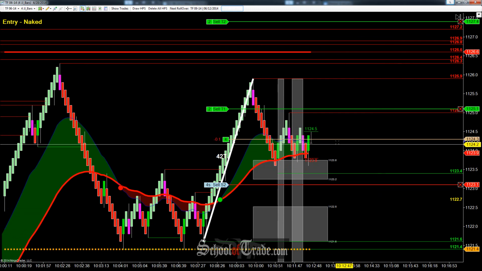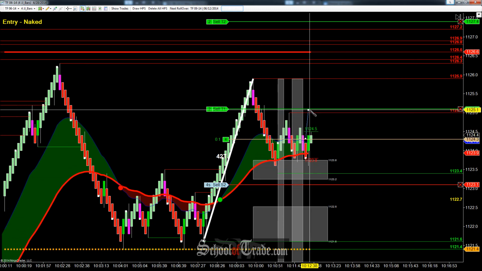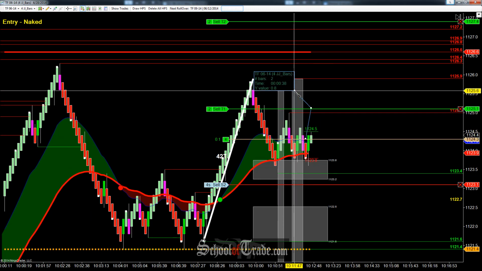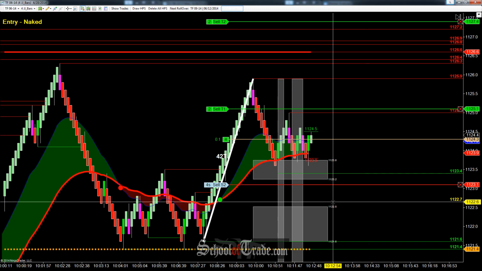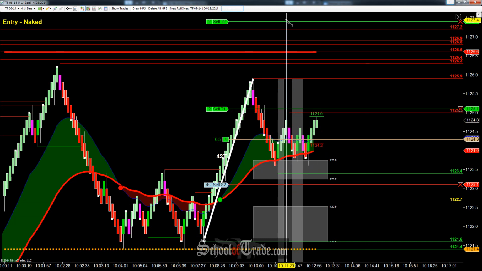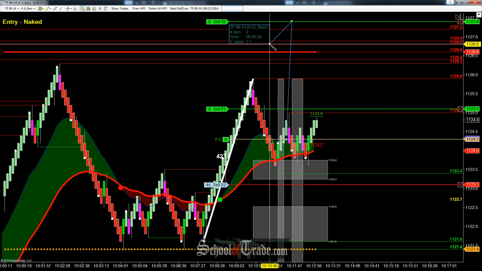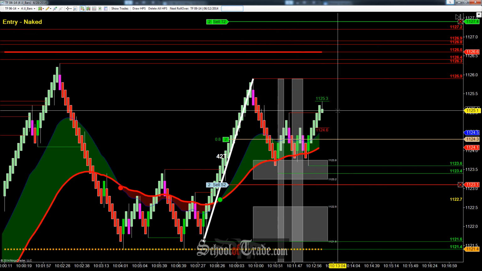So again, long at 1124.3, first target comes off at 8. So we've got 2 contracts coming off there, 16 ticks on the first one. And if we fill the second one from our entry here, we've got 31 ticks, so you're looking at 62 ticks for the final target up there. So 62 and 16, definitely not bad.